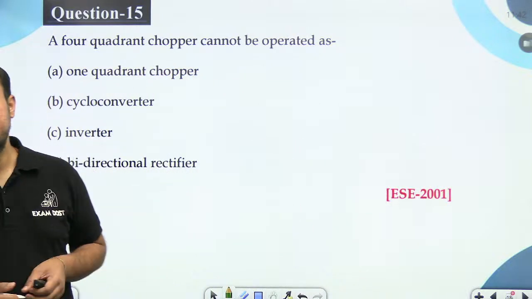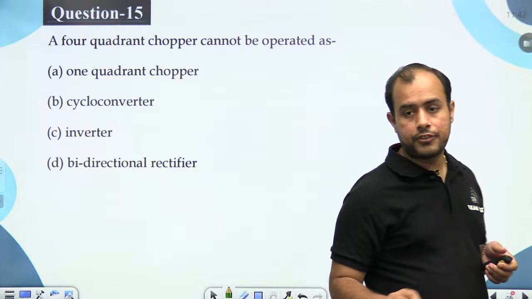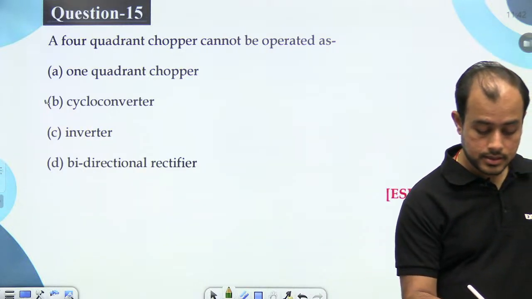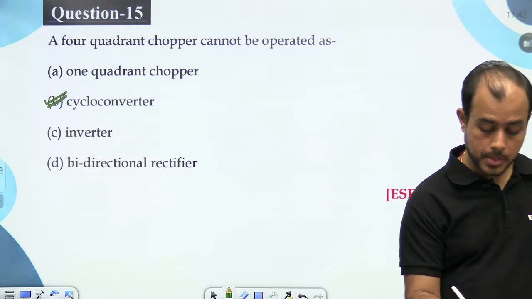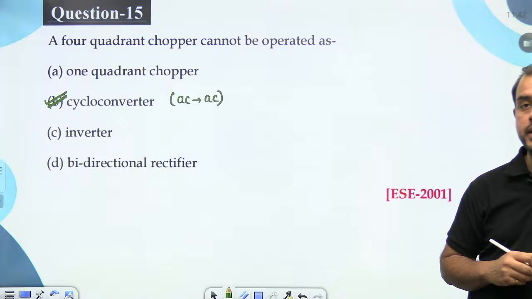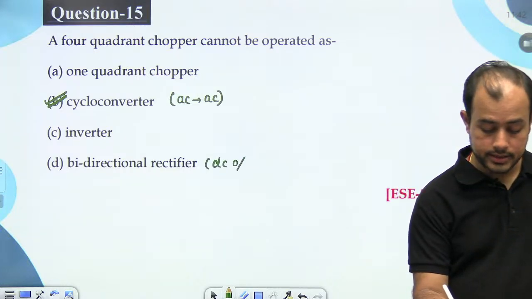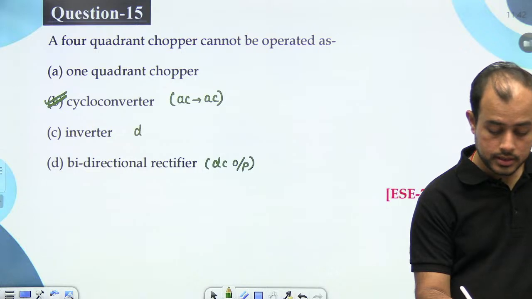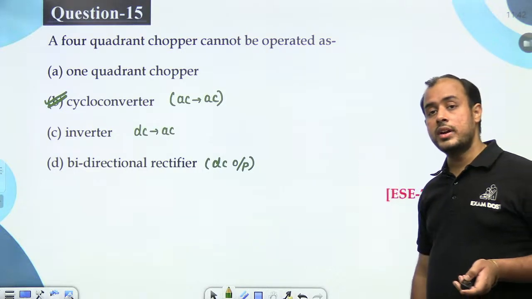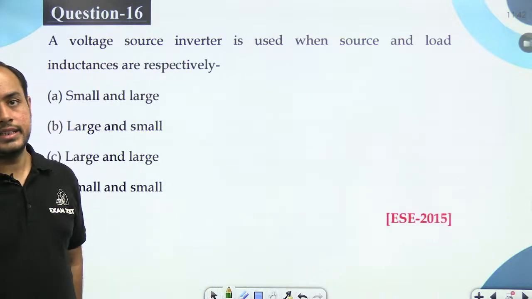A four quadrant chopper cannot be operated as a cycloconverter. A cycloconverter is AC to AC. The chopper has DC output. DC to AC, yes, it can give. But AC to AC, it cannot convert.